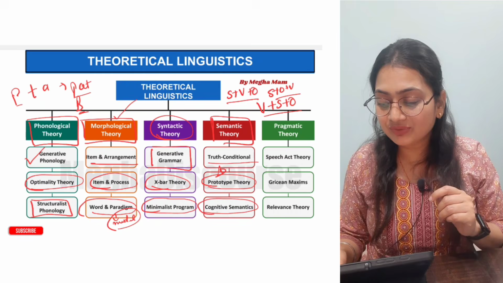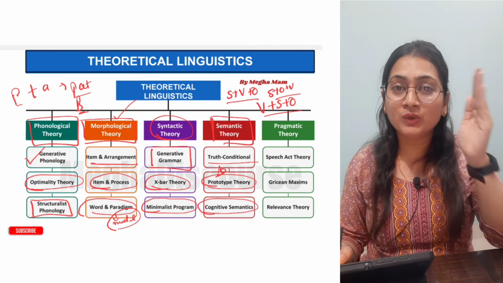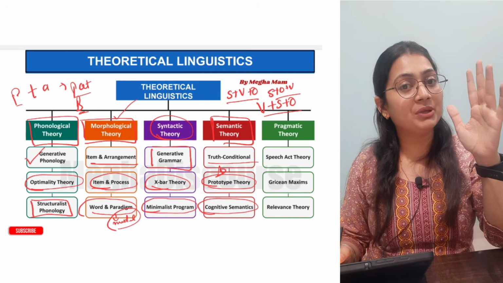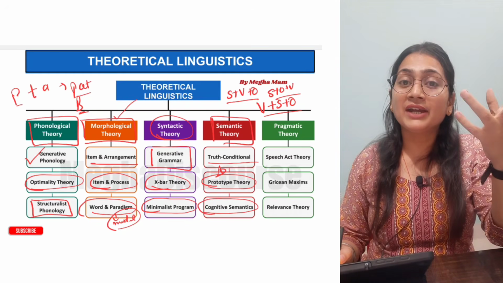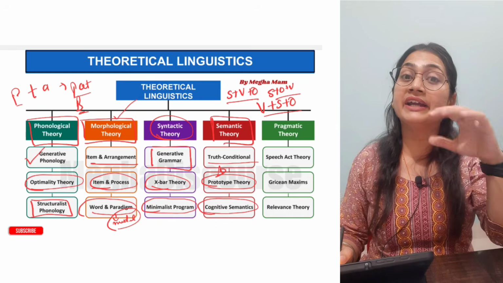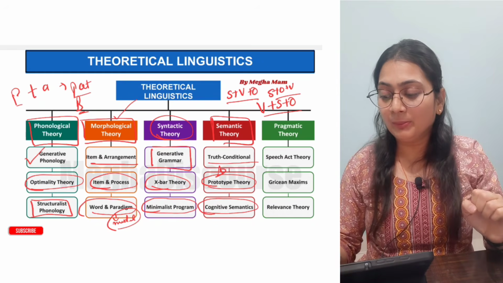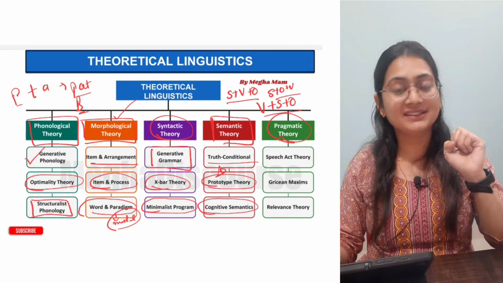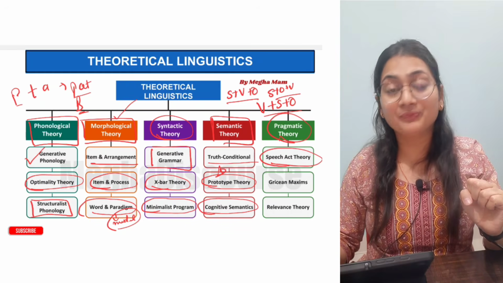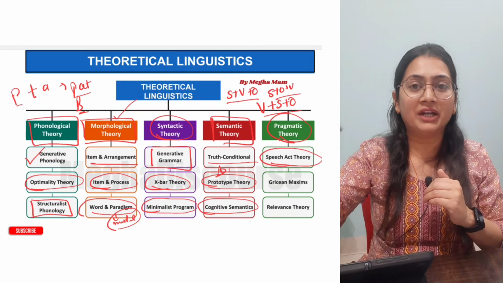We have cognitive semantics, that is mental understanding of the meaning, whether we can get the meaning of whatever the person is speaking right or not. Like if I say 'मैं खाना खा रही हूँ', I am eating food, instead of I ate food. So this is called cognitive semantics. Pragmatic theory is contextual understanding, like speech act theory: whatever I am saying, are you listening to it right or not? Are you getting my point or not?